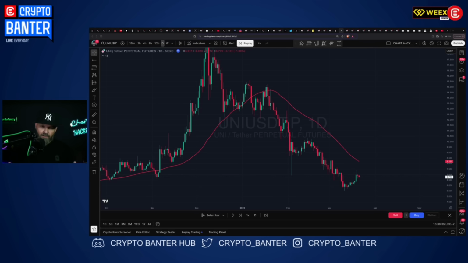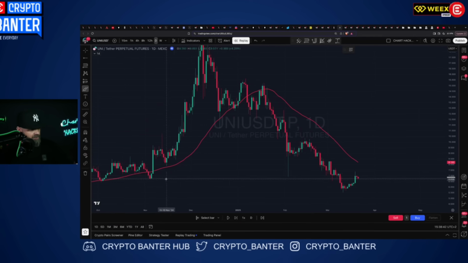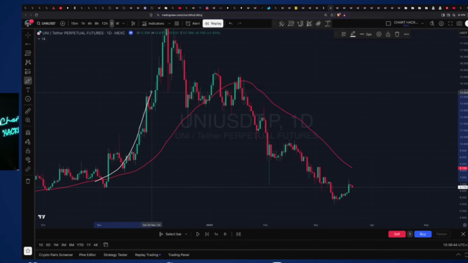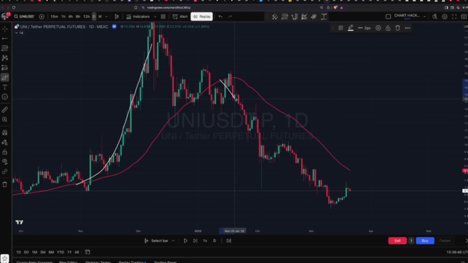Okay, so in this example that I've got in front of me, you can see I've now highlighted the 50-day moving average, and you can see what typically happens with the price action. When it's above the 50-day MA, it generally trends up. And when it's below the 50-day MA, it generally trends to the downside.